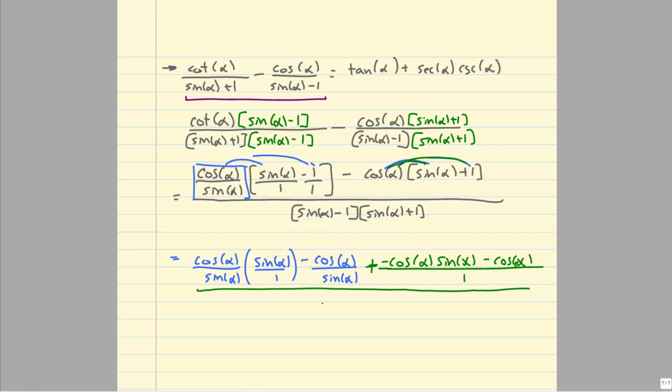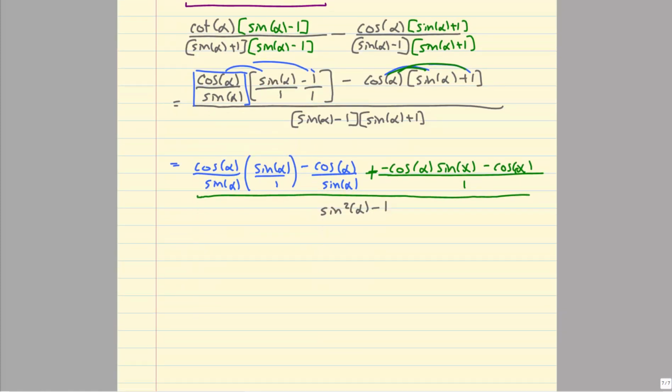If you multiply that out, FOIL it out, first, outside, inside, last, I'd get sine squared alpha minus 1. Now I see a Pythagorean identity coming up here pretty soon. Sine squared alpha minus 1 should be cosine squared of alpha. Okay, so from here I see some things canceling. The sine alphas cancel. And then I can rewrite this.